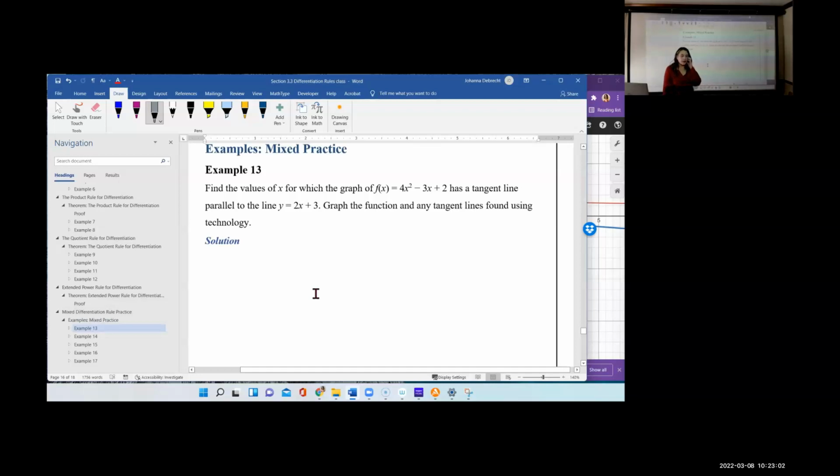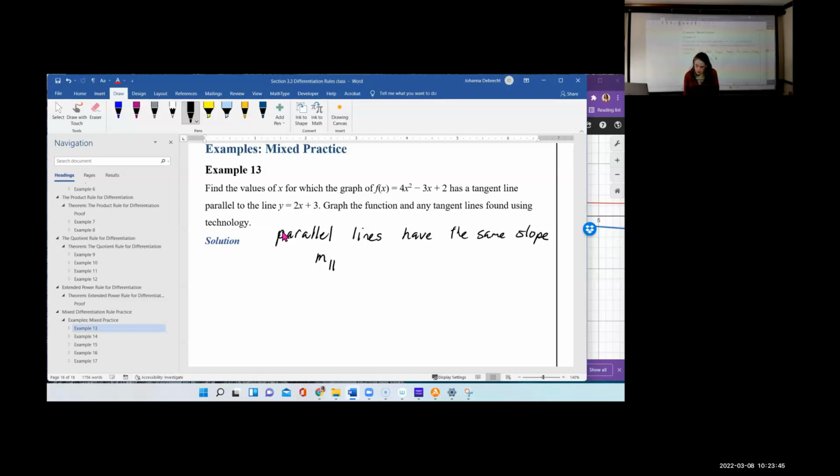So this is where we have slightly different problems. The first one starts with: find the values of x for which the graph of 4x squared minus 3x plus 2 has a tangent line parallel to the graph of y equals 2x plus 3. So you have to use the rules for parallel lines, and that basically is that parallel lines have the same slope. All right, parallel lines have the same slope.